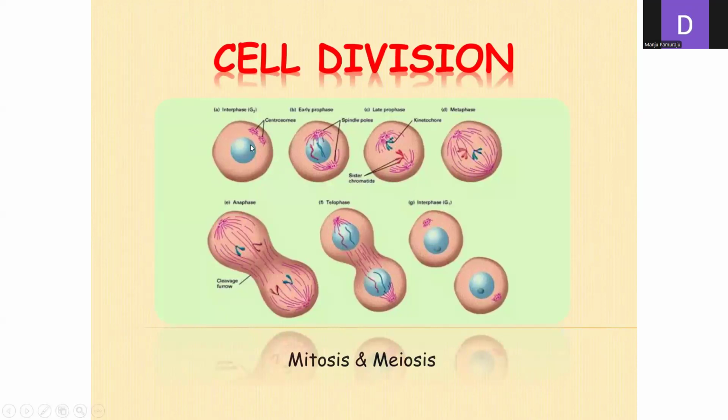Generally, in cell division, the first one is the interphase. It is followed by the early prophase, next late prophase, and metaphase, anaphase, telophase, and cell division, that is cytokinesis. So these are the main processes which take place in mitosis.